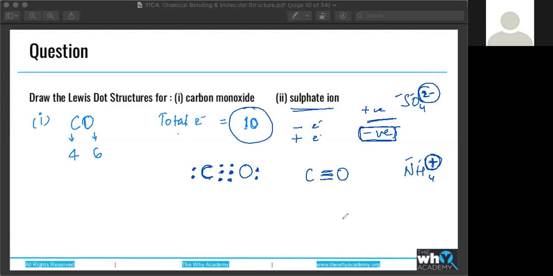Ma'am, just a second. I forgot sulfate ion has 4 oxygens. So that'll be 6 into 4, right? When we do that. Yes. Okay.